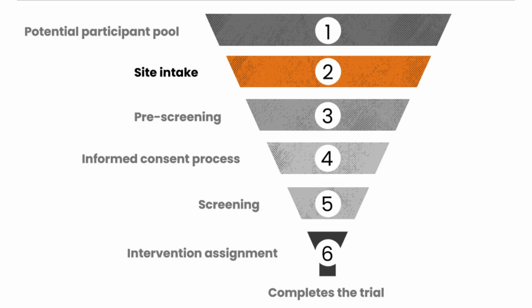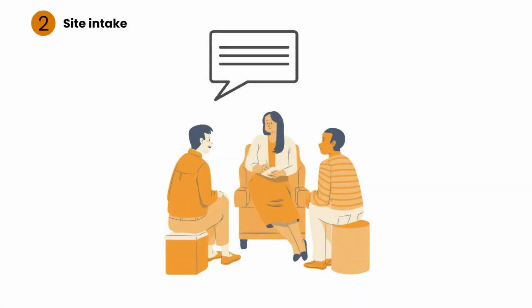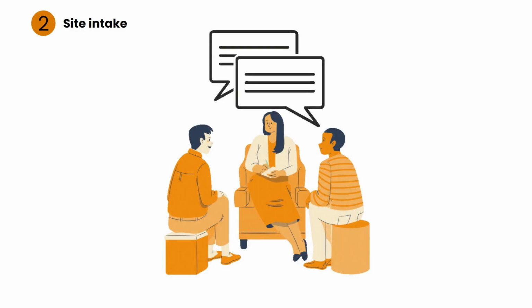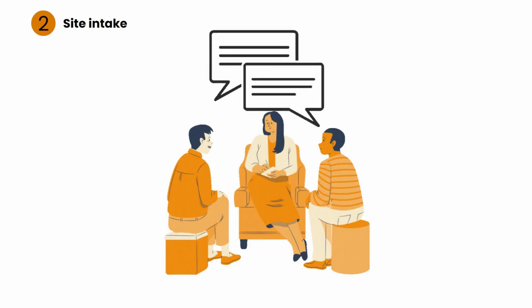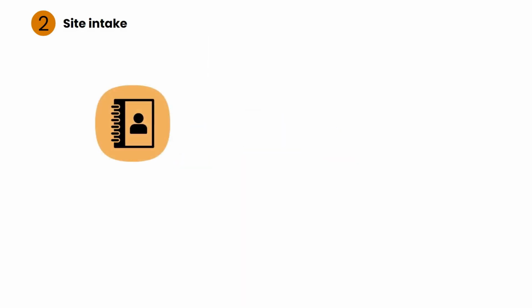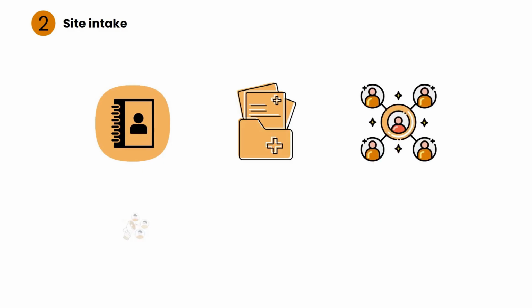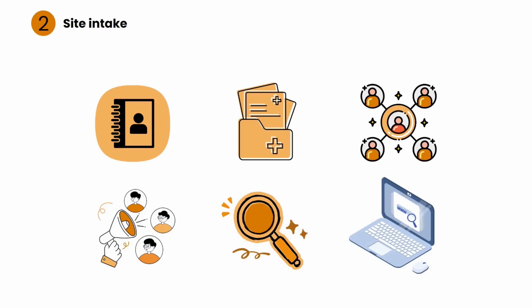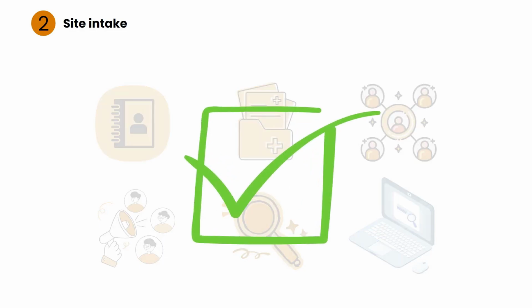Step 2. Site intake. As a PI, you will work with the sponsor and your clinical research coordinator to try to identify as many potential participants as possible. Potential participants can be identified from various sources, including patient registries, clinical databases, such as electronic medical records, physician referrals, community outreach, for example, patient organizations, clinical trial recruitment companies, and online platforms. These strategies need to be approved by your REB and sponsor.